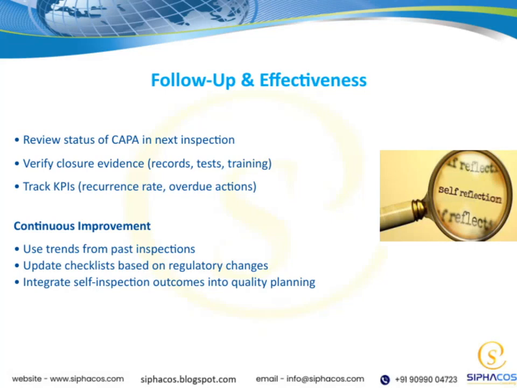Let's now discuss follow-up and effectiveness. After implementing corrective actions, it's essential to review the status of your CAPA during the next inspection. This means checking whether all identified issues have been properly addressed and closed out. Equally important is verifying the evidence of closure, such as records, test results, and any training completed. This ensures that the corrective measures were effective and thoroughly documented.